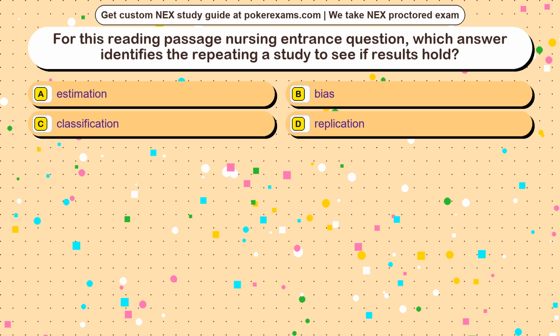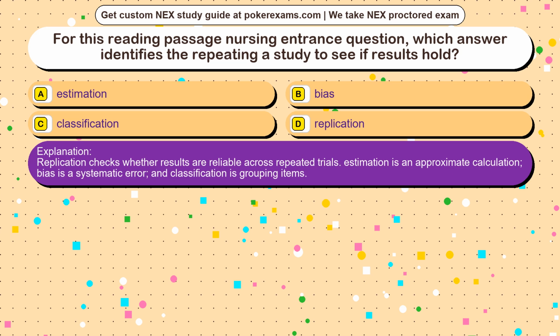The correct answer is option. Replication checks whether results are reliable across repeated trials. Estimation is an approximate calculation, bias is a systematic error, and classification is grouping items.